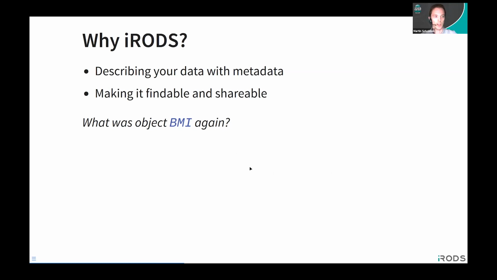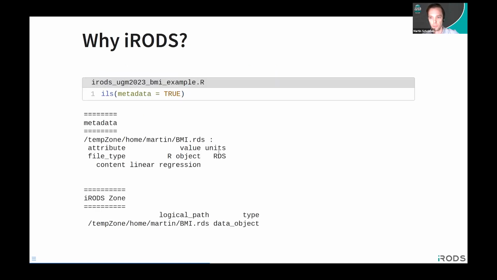So if you go back to the last example, the body mass index, what was this object again? Well, now let's have a look at what the new rirods package would do in terms of output. So this is the ILS command, which is familiar to people from iCommands, but then envisioned in R. If you print that, we can see that we get not only the object and the path towards that object, but we can also get the metadata, the AVUs associated with it. So we can already see again that we are dealing with an R object and that the content of this object was a linear regression.